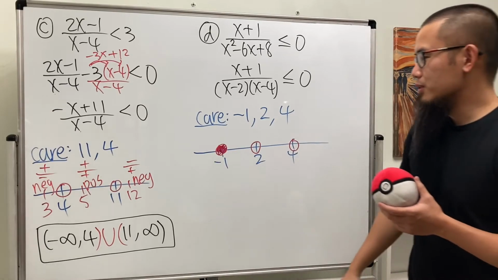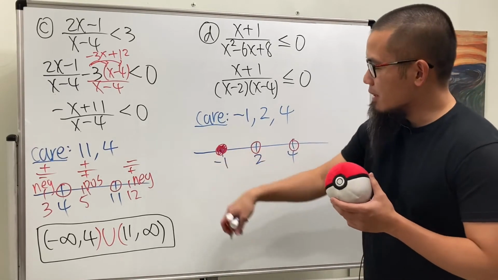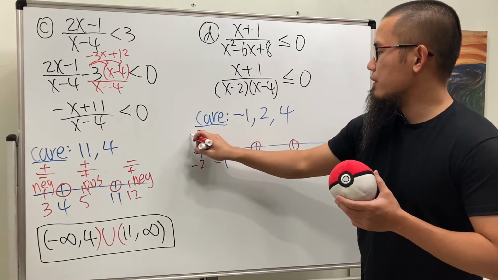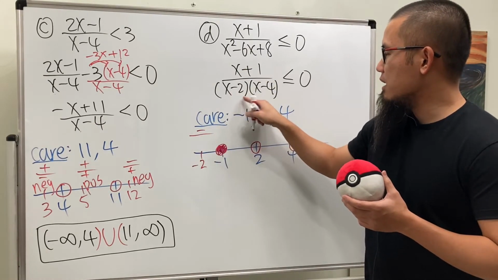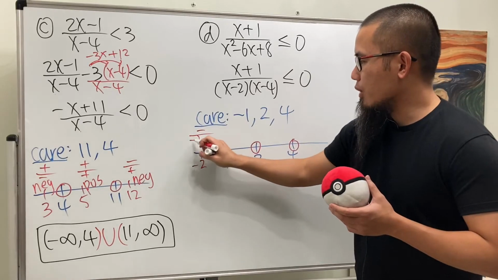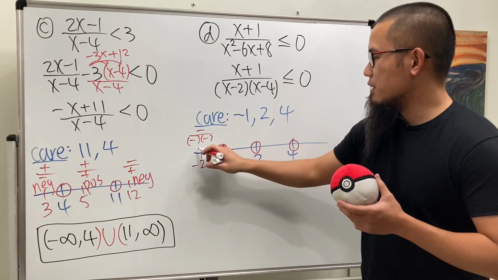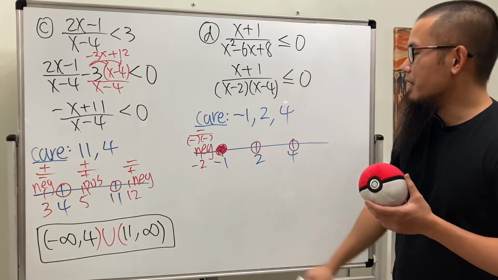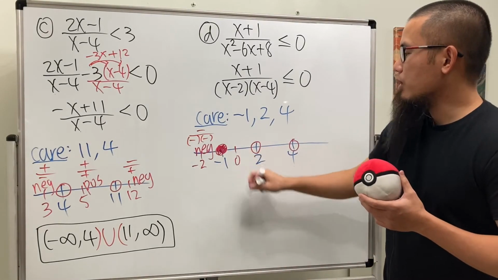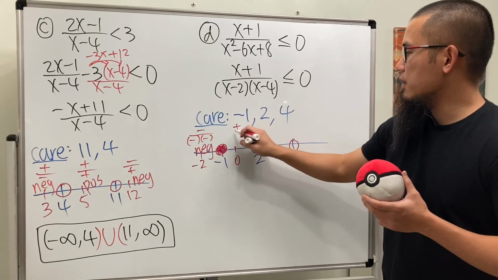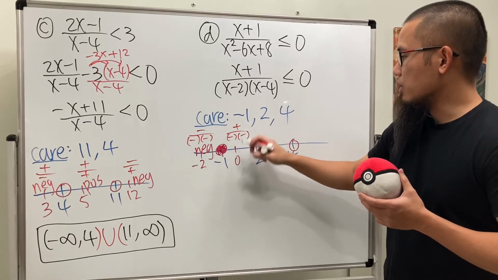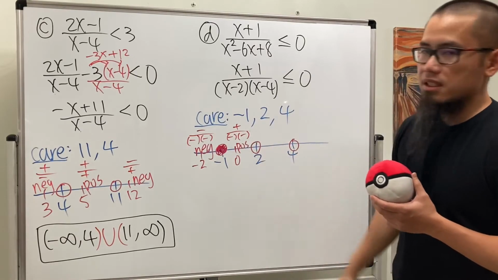And now, again, just do the usual business. Pick a number less than negative 1, let's say negative 2. Put it here, we get negative. And then put it here, we get negative, and then another negative. So all in all, we have 3 negatives. So that will be negative. And then continue. Pick a number between this and that, let's say 0. And put it here, we get positive. And we get negative, and then another negative. So altogether, we actually have positive here.